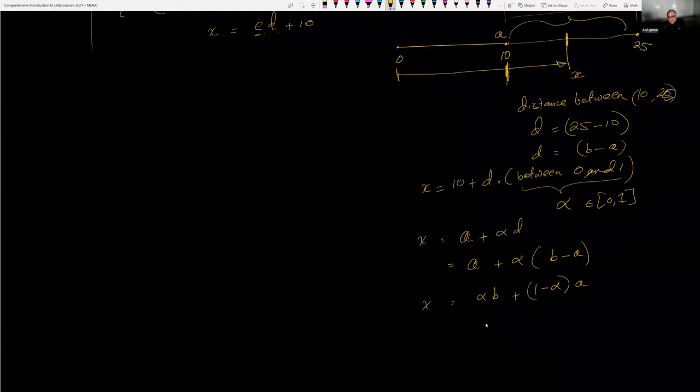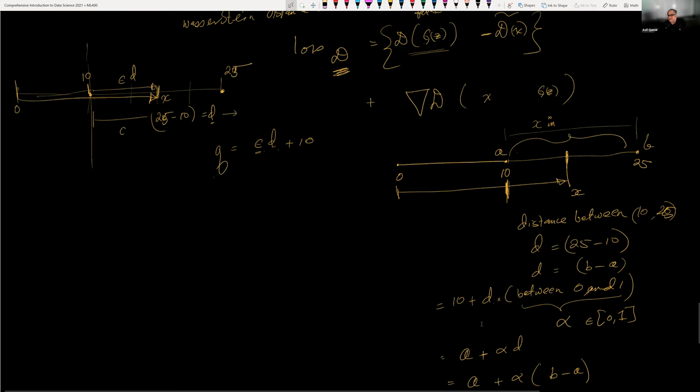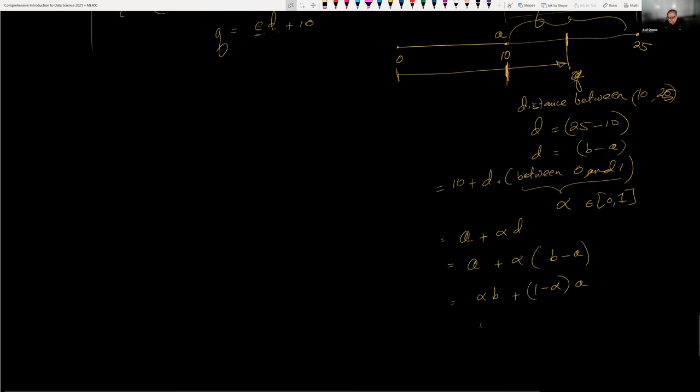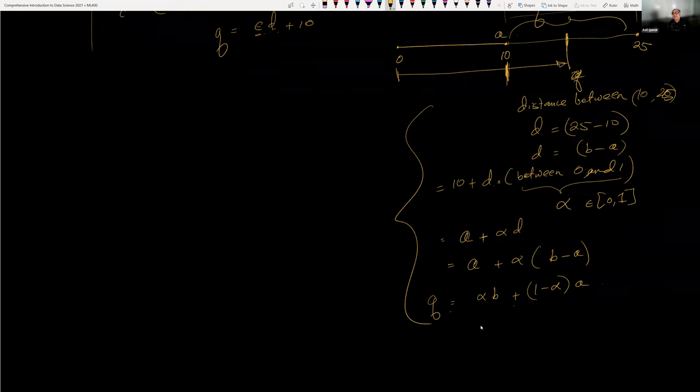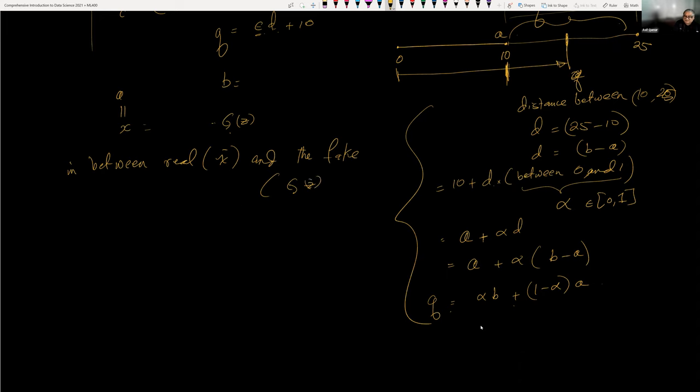Now in your notation, suppose this was X. Actually, let me not use X, because I want to bring it back to the mathematics and not mix up the notation. Let me use Q, some Q point. So Q is this. Now let's map it to what we have. A and B are two arbitrary vectors. If I give you two vectors, X and G of Z, A is equal to X, B is equal to G of Z, and I ask you to create a mixture, something in between the real X and the fake, what would you do?